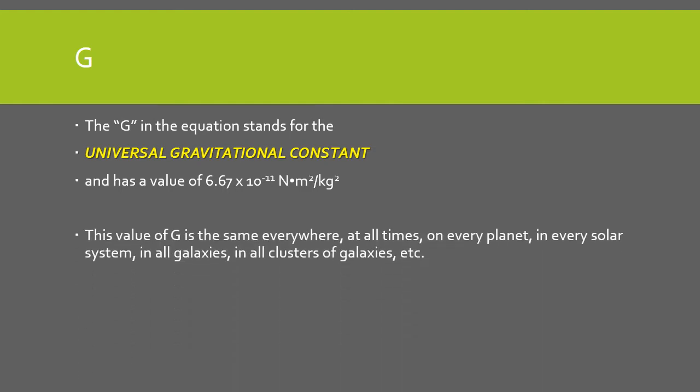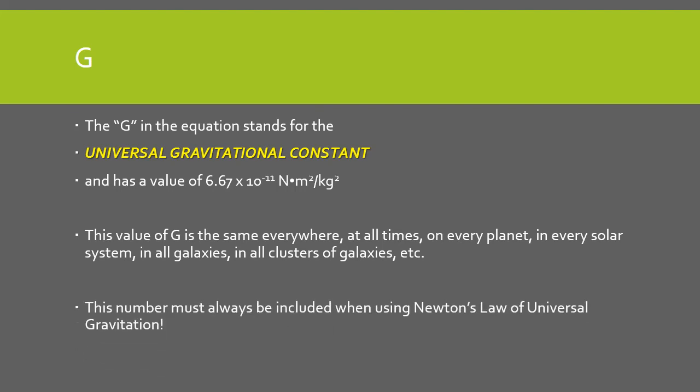This is the value of G, and it's the same everywhere, at all times, on every planet, in every solar system, in all galaxies, in all clusters of galaxies, forever and ever. And it must always be included when you use this equation. So every time you use the GMm over r squared, you have to remember to plug G in, or you won't get the right answer.